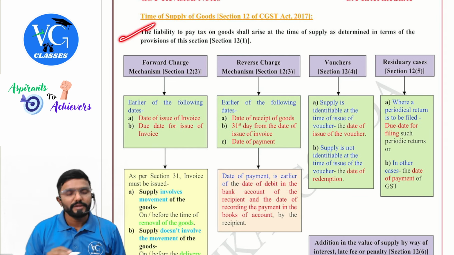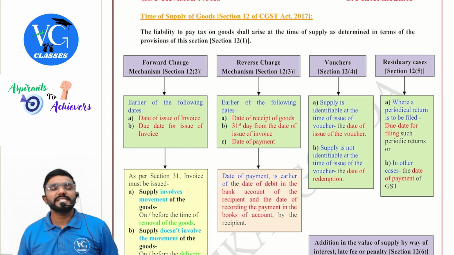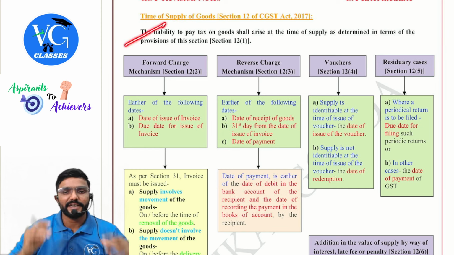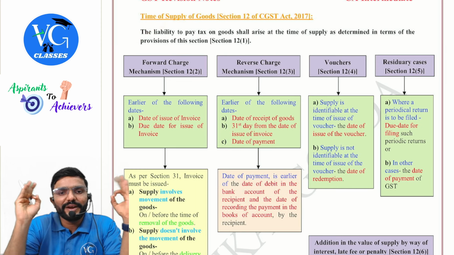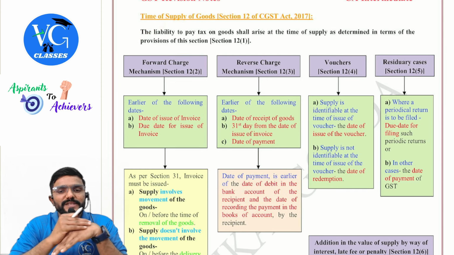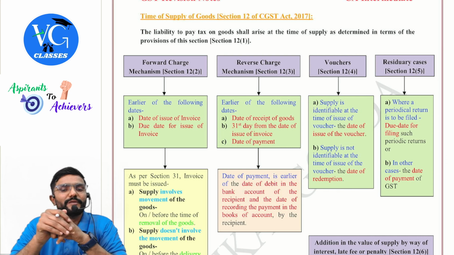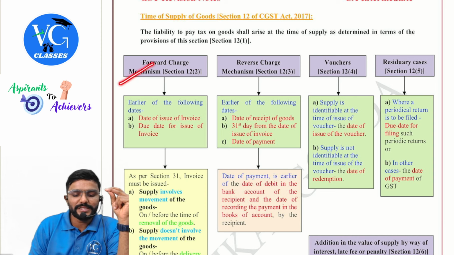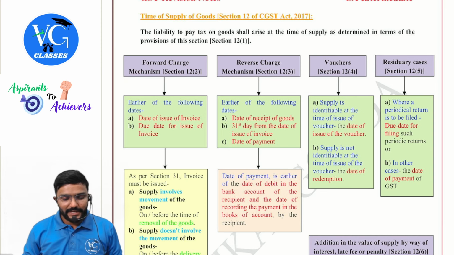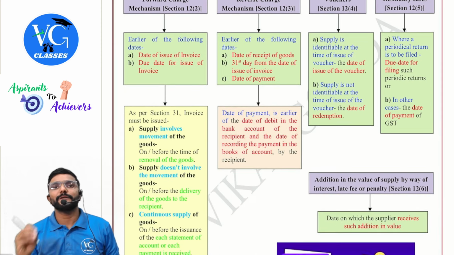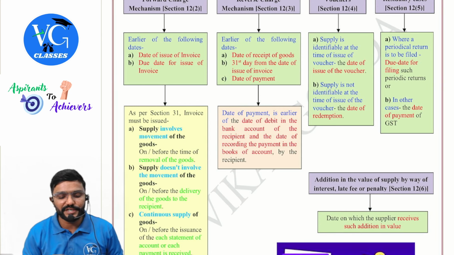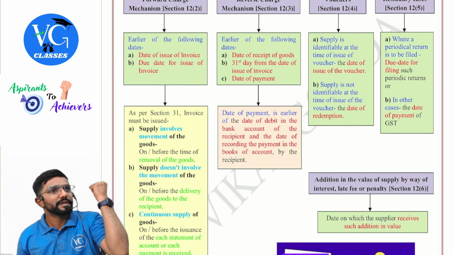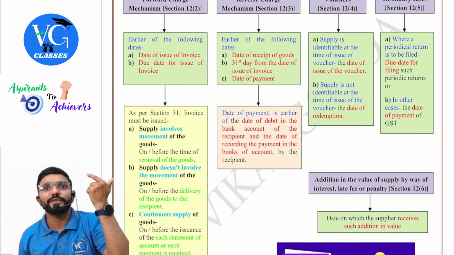Very small topic. Section 12 of CGST Act talks about time of supply of goods. Subsection 1 is just like a heading. It is telling that the liability to pay tax on goods shall arise at the time of supply as determined in terms of the provisions of this section. Coming to 12 subsection 2, the earlier of the following dates is the time of supply, guys. What is it? Date of issue of invoice or due date of issue of invoice.